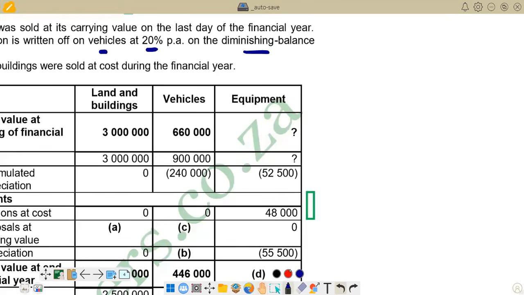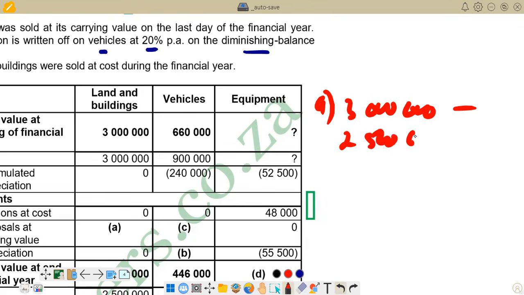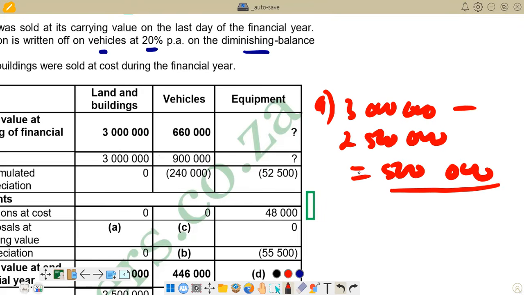This is part A. Part A, we are just going to say 3 million. Then we subtract 2,500,000. And then obviously, if you do that, we are going to get 500,000. So that's our part A. Then we go to B. Let's try to see B now.